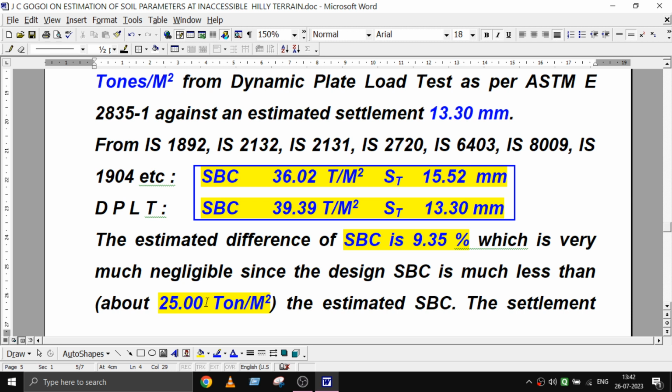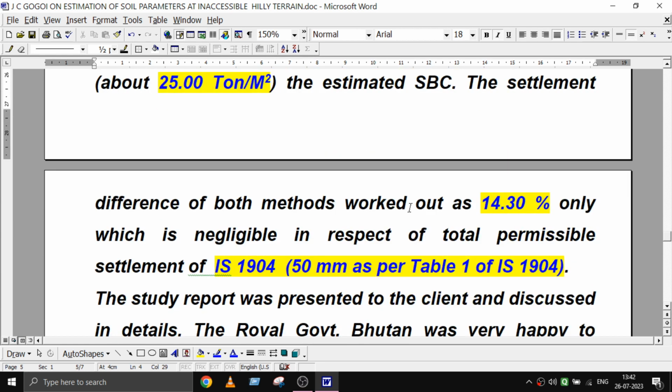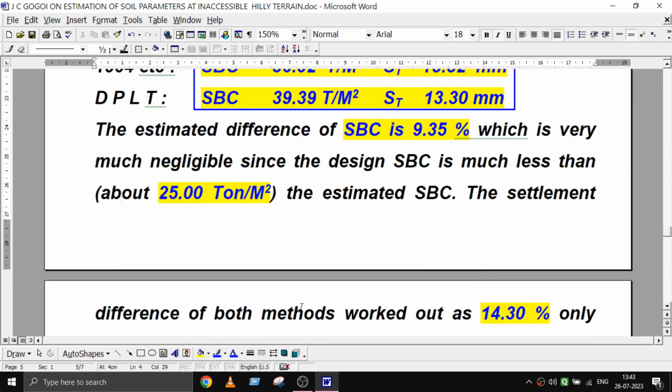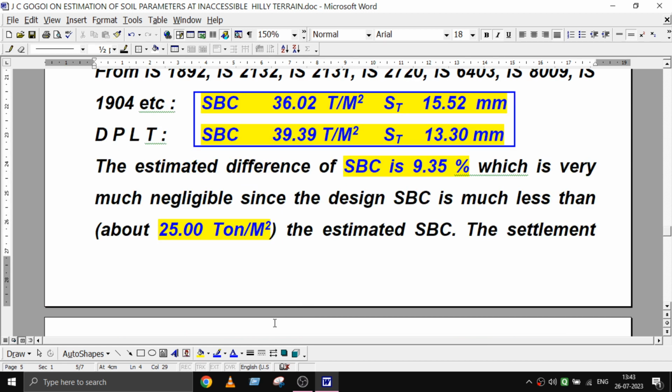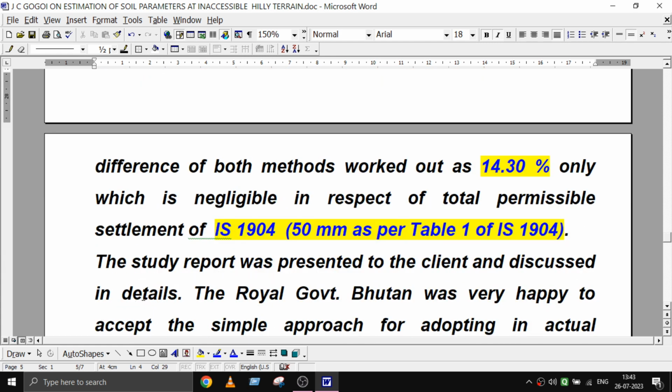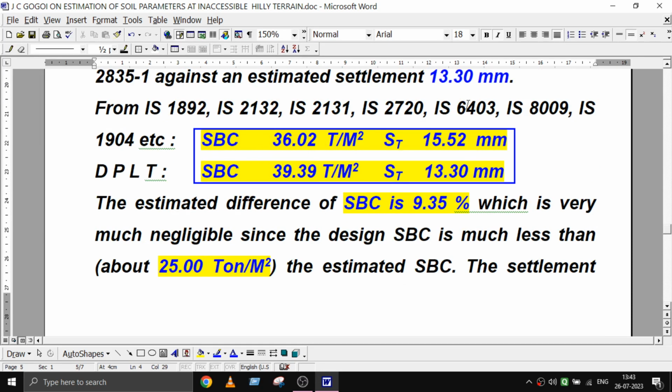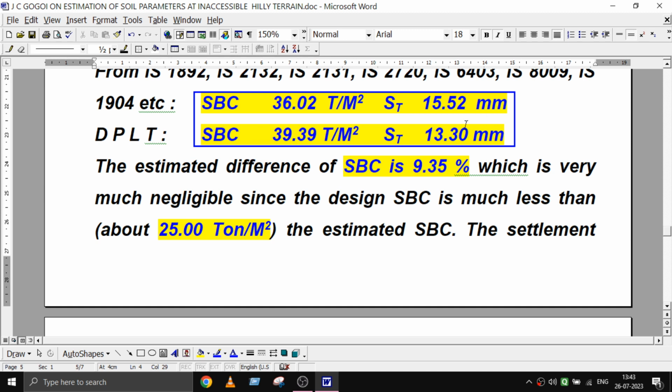These are correlated with a lot of other loading systems. And the difference of the settlement of both methods has been worked out as 14.3% only. It is very negligible. And IS 1904 has recommended our permissible settlement as 50 millimeter. So instead of 50 millimeter, we are getting only 15.52. So there is no problem at all. There shall not be any problem to adopt this 39 or 36, there is no problem at all. We are considering it is 13.4.